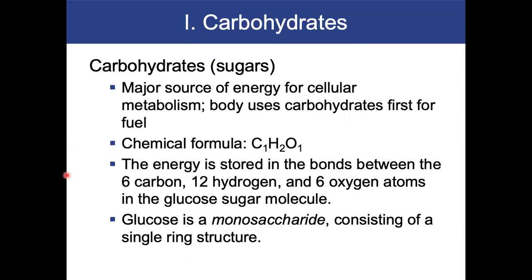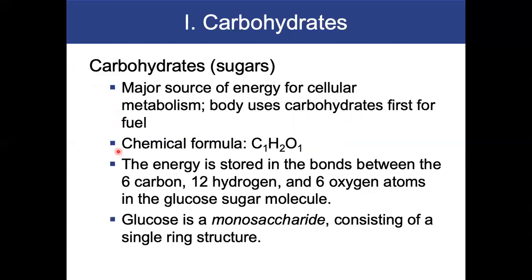Okay, carbohydrates. The first category that I want to talk about is carbohydrates. Those are complex carbs and sugars. The main carbohydrate for our body is glucose. We can use fructose, and our cells will actually convert that to glucose. It's a major source of energy for cell metabolism. Your body uses carbohydrates first for fuel, so I want you to know that.